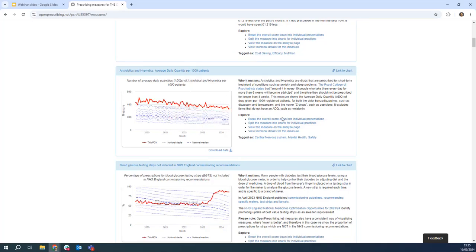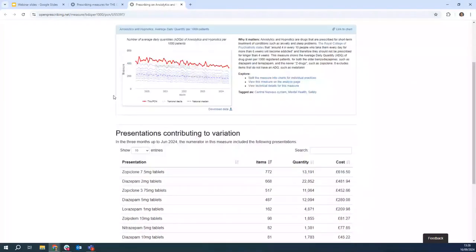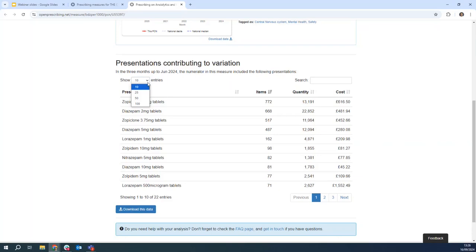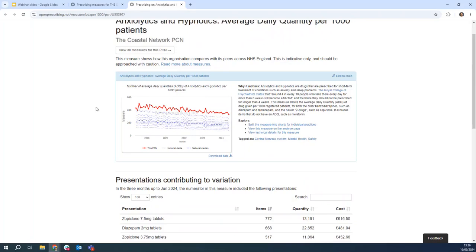Then we can click through to have a little more look at detail. So we can click this one here. So we're in Explore. These are all the other options. So break the overall score down into individual presentations. And that takes me to this page here. So here you can scroll down and you can see what is being prescribed. So it gives you a better idea about what's going on. I don't think this is a huge surprise. So zopiclone 7.5, zopiclone 3.75, diazepam. None of them are particularly extravagant, particularly unexpected drugs to be prescribed.